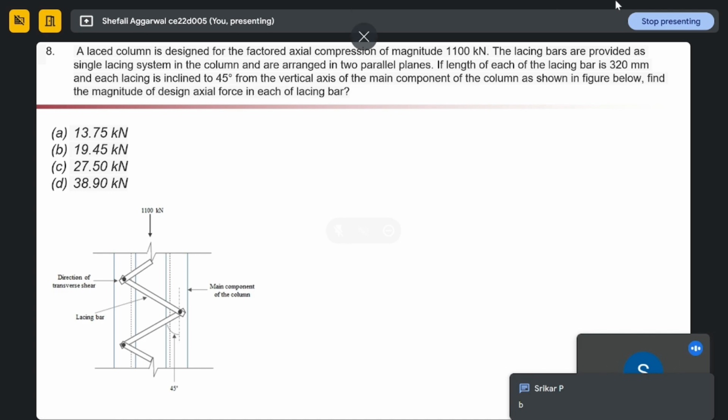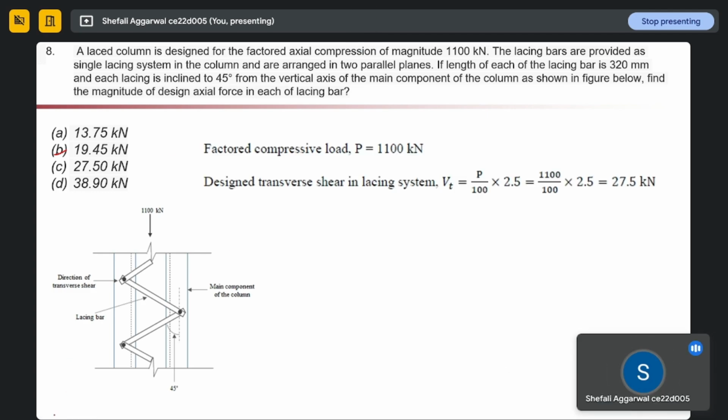19.45 kilonewton. Let's see. For us, the compressive load P is given as 1100 kilonewton. From there, we can calculate the transverse shear force. That will be 2.5% of our compressive load, the axial force. So it is coming as 27.5 kilonewton.